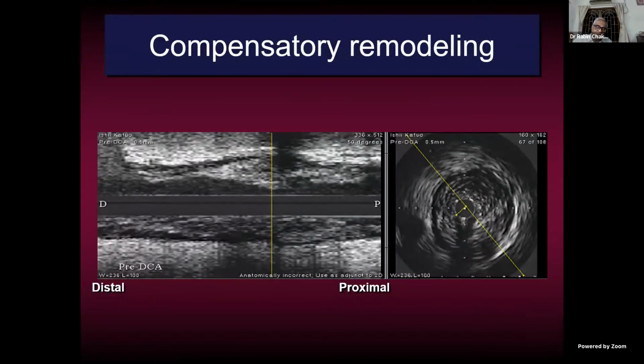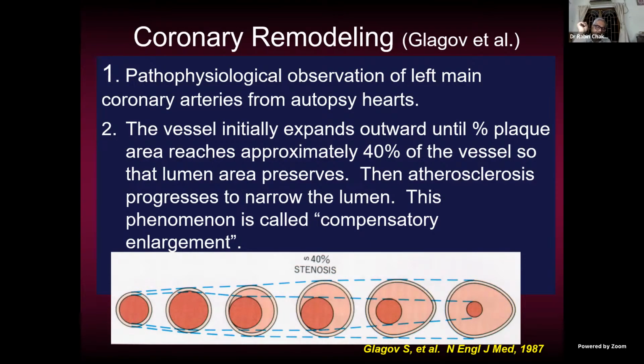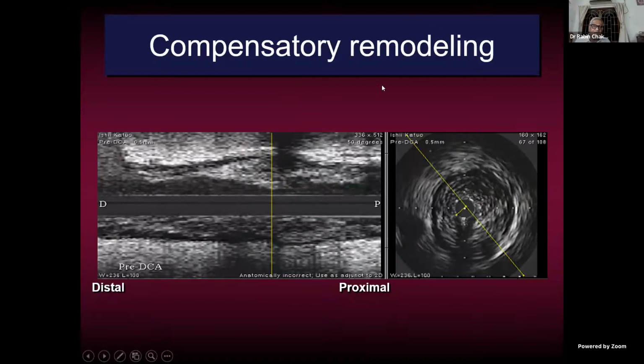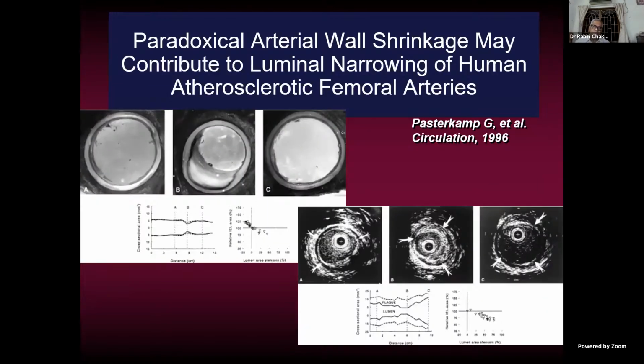So there is a compensatory remodeling, as I told you earlier, the compensatory enlargement and compensatory remodeling is very important, and there lies the secret of coronary artery stenosis. IVUS is an important tool for us to understand this kind of compensatory remodeling of the coronary artery during this atherosclerotic process. It's a degenerative process. So there could be paradoxical arterial wall shrinkage, which may contribute to lumen narrowing. Now, as it grows, the other side of the wall can paradoxically shrink and give you an impression that there could be luminal narrowing.